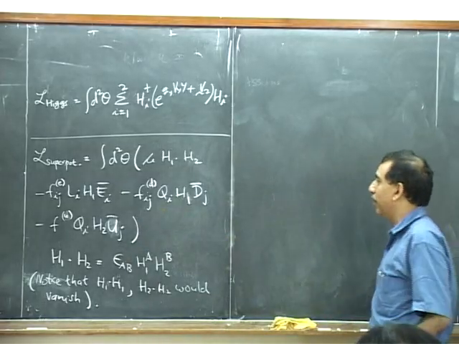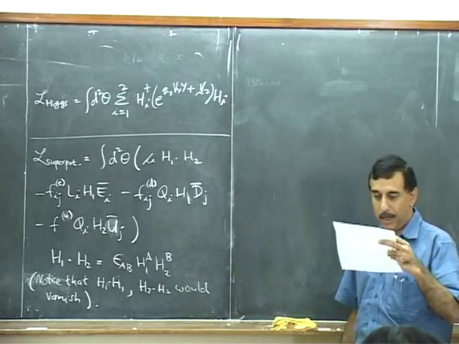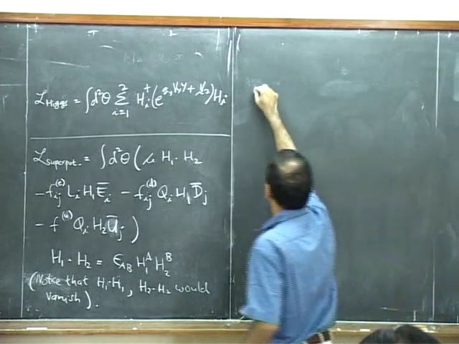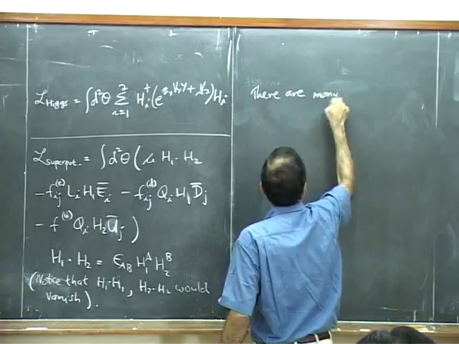From the supersymmetry point of view, we've just written down three possible cubic interactions which are gauge invariant. Now it turns out that there are many more interactions that we could have thought of.